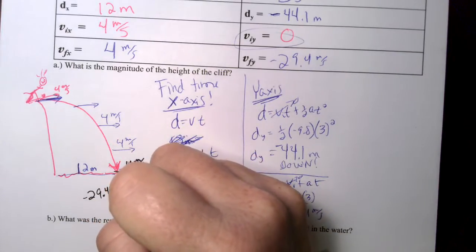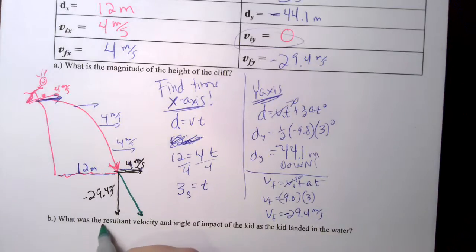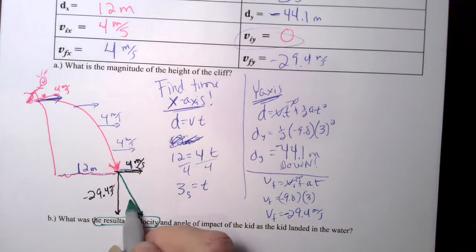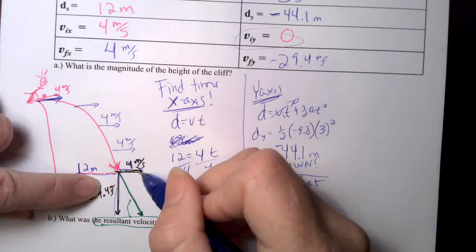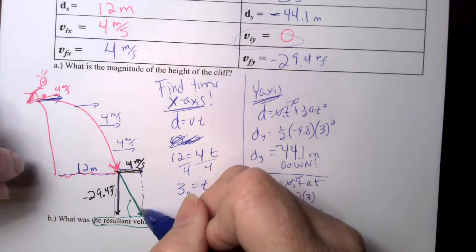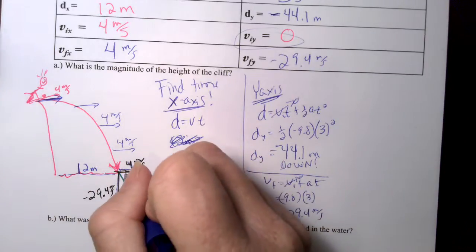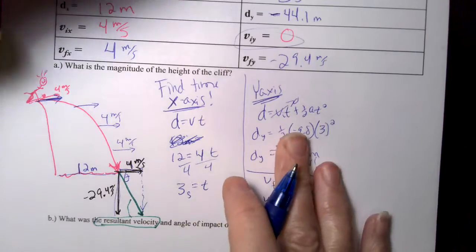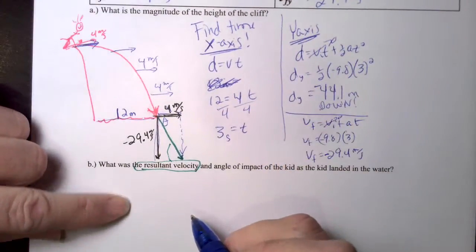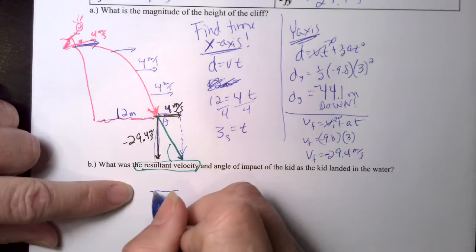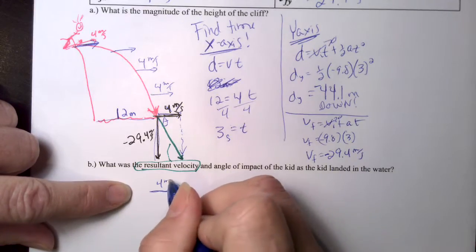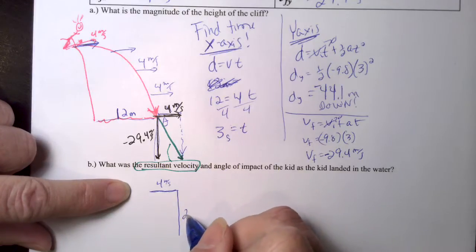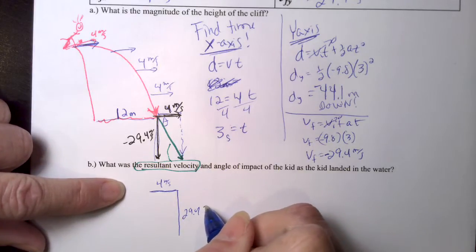I gotta find this arrow, the resultant. That's weird, because that's what I'm trying to find. That's the blue one. So how do I do that? How do I even know how to draw it? I take that arrow and I match it over here. Then I gotta find that impact angle. So I'm just gonna redraw it down here. I have 4 meters per second, and this is 29.4 per second.